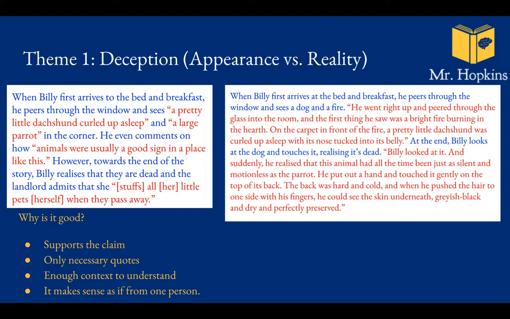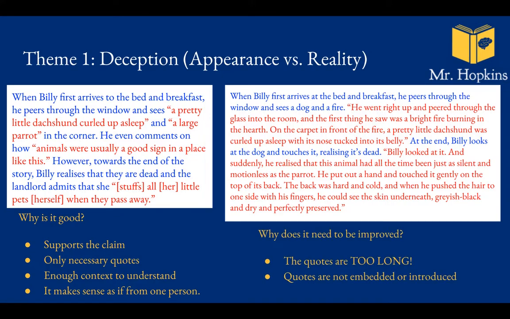Let's look at an example where the student could improve. Well, first of all, the quotes are way too long. You just need what you need to support the claim, not these big long quotes. Only take a few words here and there. Also, they're not embedded at all. The student has written one sentence and then the author has written 3 or 4 sentences. It should be a sentence with your words and the author's words together. This is what it means to embed.